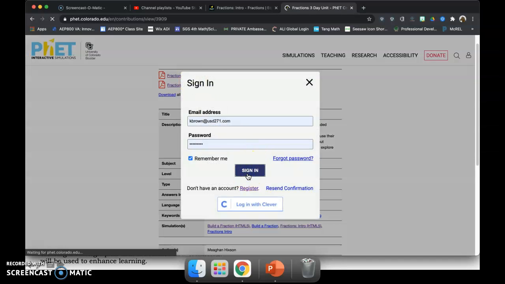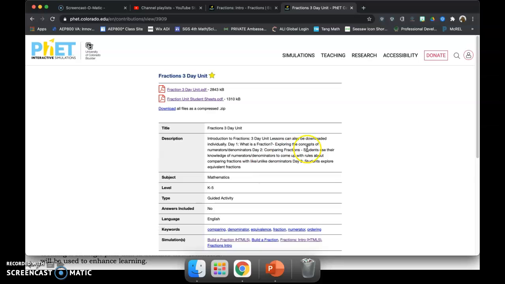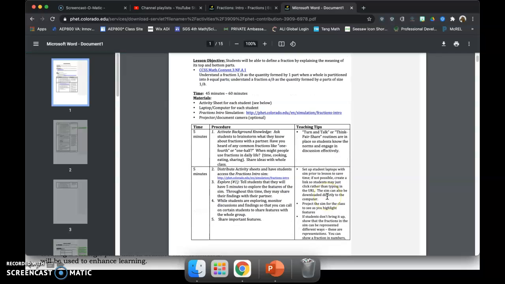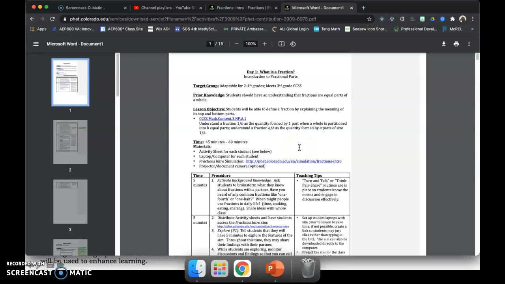Let's sign in here real quick. Open. And it will walk you through step by step very detailed lesson plans. Like, you could leave these as sub-plans for your students to work on.